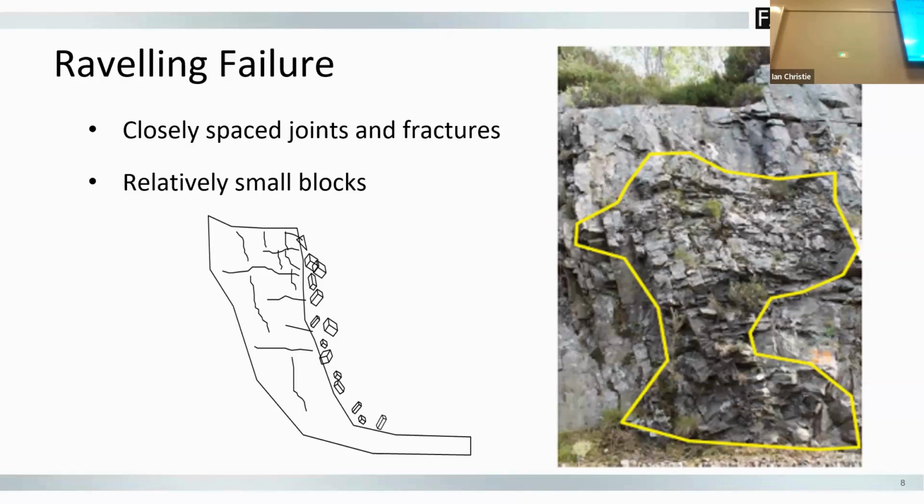But it can also be caused by an area where the rock mass is more weathered, or where you've got more vegetation or water seepage.